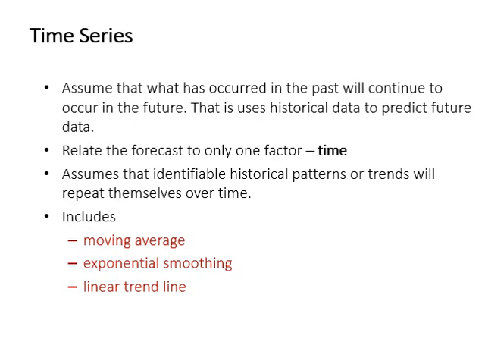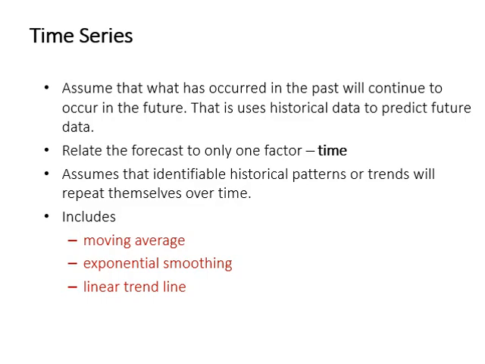Time series methods assume that what occurred in the past will continue to occur in the future also. That is, they use historical data to predict future data. These methods relate the forecast to only one factor, that is, time. These methods assume that identifiable historical patterns or trends will repeat themselves over time. The most common techniques under the time series methods are moving average, exponential smoothing, and linear trend line.